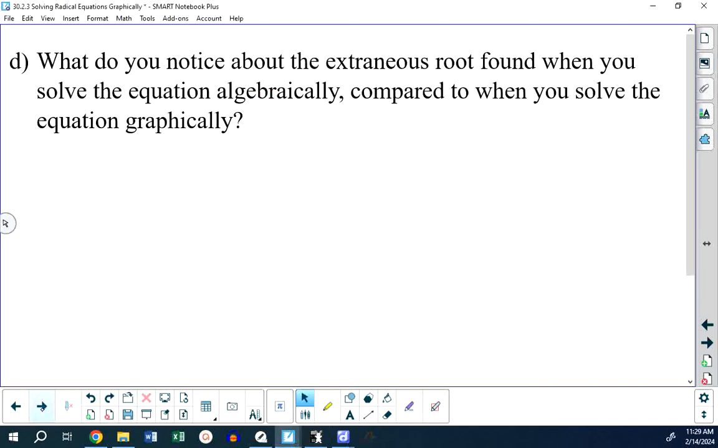What do you notice about the extraneous root found when you solve the equation algebraically compared to when you solve it graphically? Well, you can write this down. I'm not going to write it. You don't see it graphically. You will never know that there was an extraneous root when you do it graphically. So although graphically is a nice way to cheat the system and to weasel and maneuver your way to the answer without worrying about doing any real math, if you are asked for the extraneous root, you can't do it graphically.